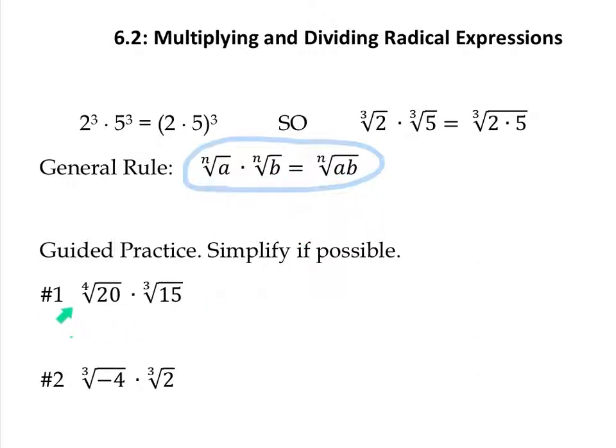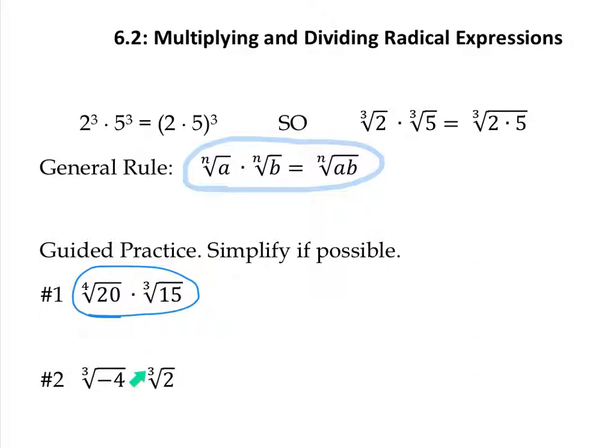If we come down here to this first example, we have the fourth root of 20 times the third root of 15. There is nothing else you can do with this particular problem. This would just stay as it is. And you could try and simplify fourth root of 20 or third root of 15, but those don't simplify at all, so you wouldn't be able to do anything with that particular problem because they don't have the same index. This is a fourth root, and this is a third root or a cube root. So we can't do anything with that because, again, the roots aren't the same.